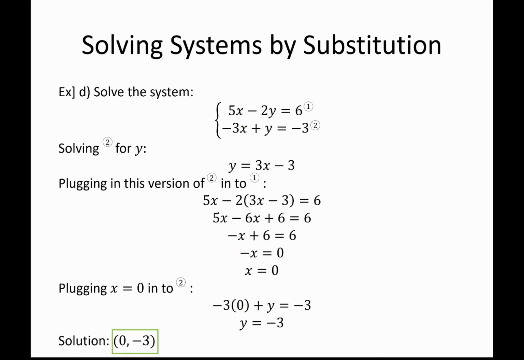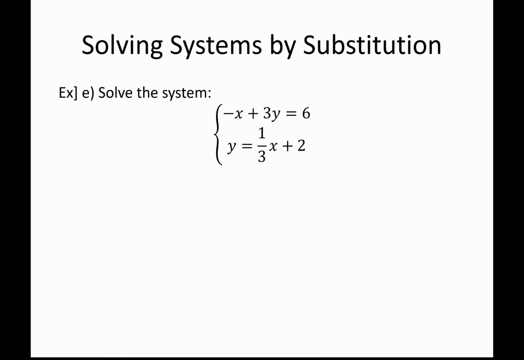So there you have it. The solution for this system is the ordered pair 0, -3. X equals 0, y equals -3. And that's that. Okay, let's have another example here.